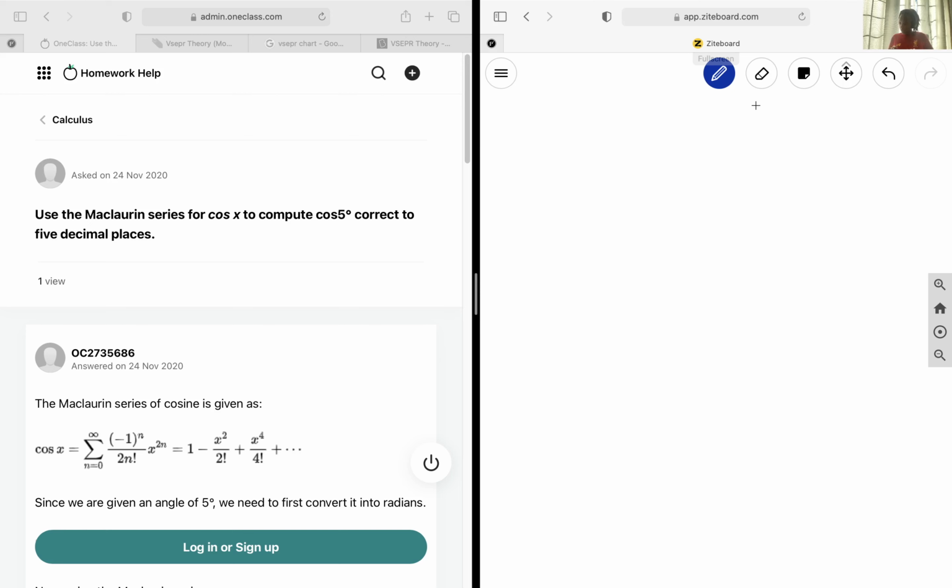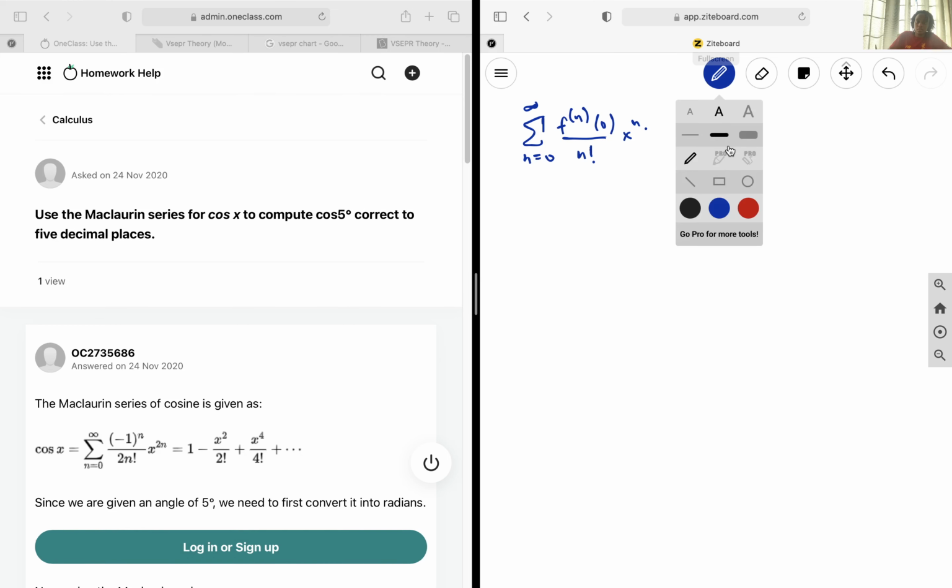Okay, next up we want to find the Maclaurin series for cos x to compute cos of 5 degrees, correct to 5 decimal places. So let's write the general formula for the Maclaurin series. And that is the summation from n is equal to 0 to infinity of the function once you take the derivative to the nth degree, evaluated at 0 over n factorial multiplied by x to the power of n.